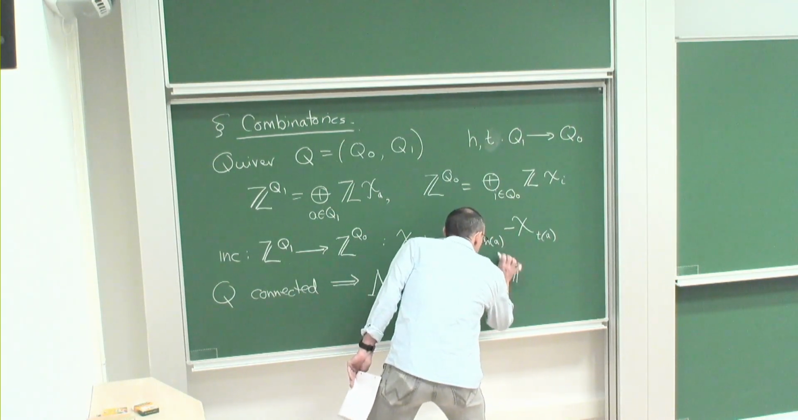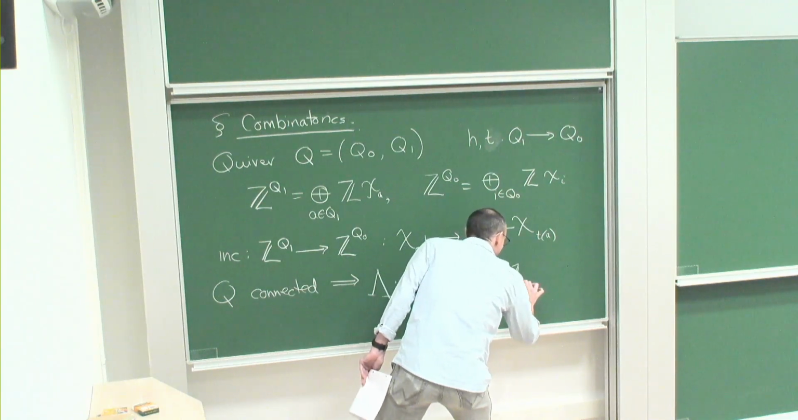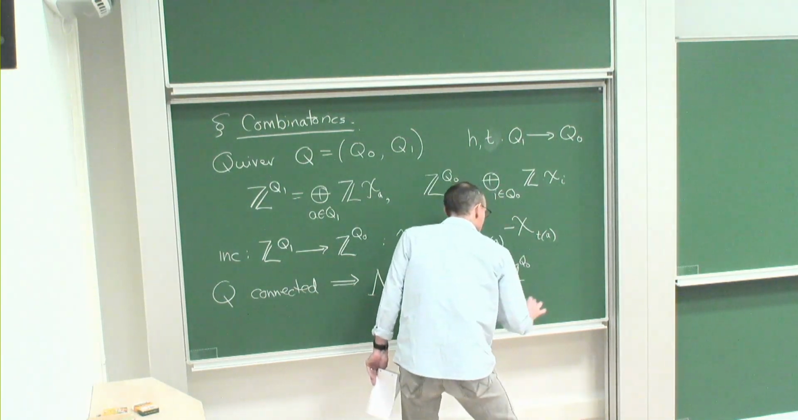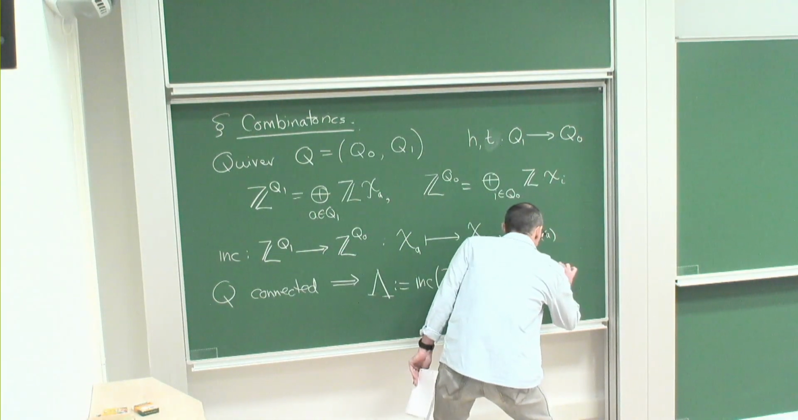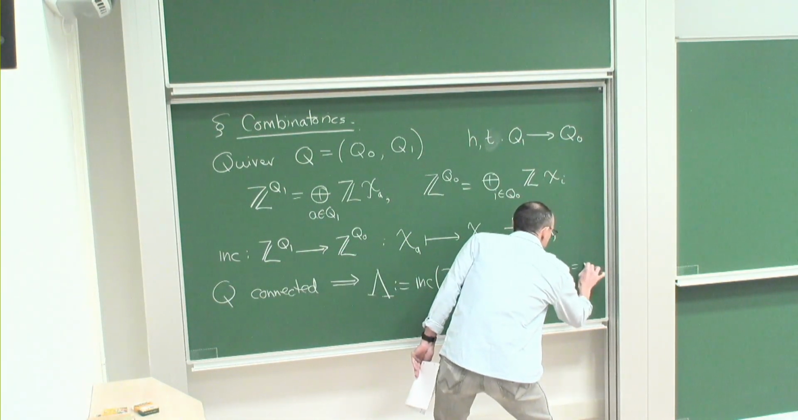I want to call them lambdas, don't I? Habit of a lifetime. It's the collection of lambdas for which the sum of the variables, the sum of the coordinates, is equal to 0.